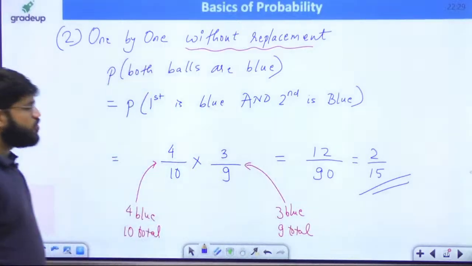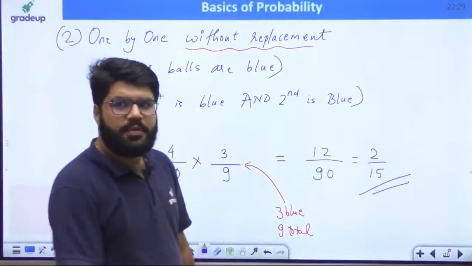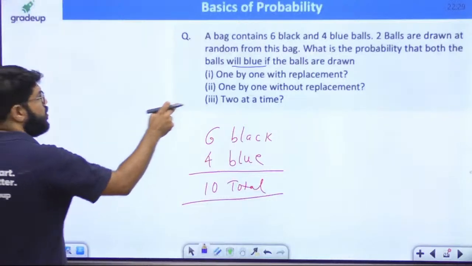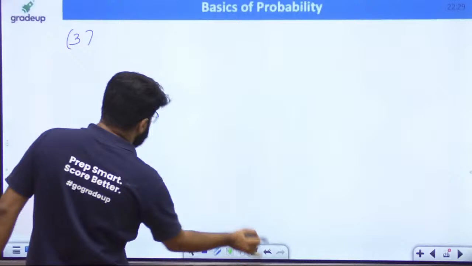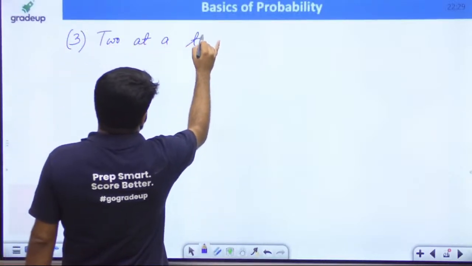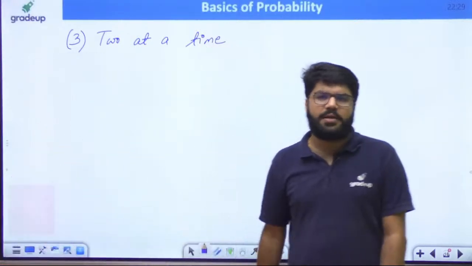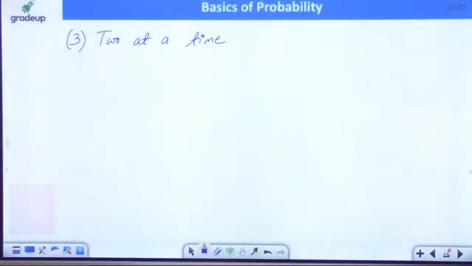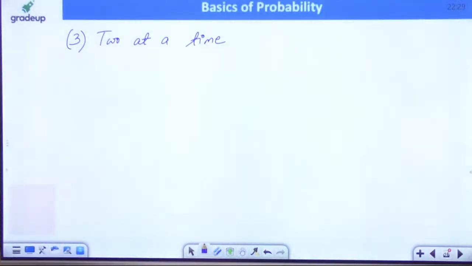Okay. It is 2 by 15. Everybody, right? Chalo. Now, the next case: 2 at a time. Okay. How to get it 2 at a time, guys? So let's check how to get it 2 at a time.